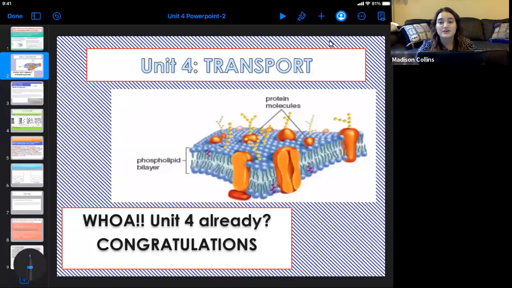Welcome back. I know it's hard to believe, but we are already on to Unit 4. So Unit 4 is all about transport, specifically transport of molecules across the cell membrane.